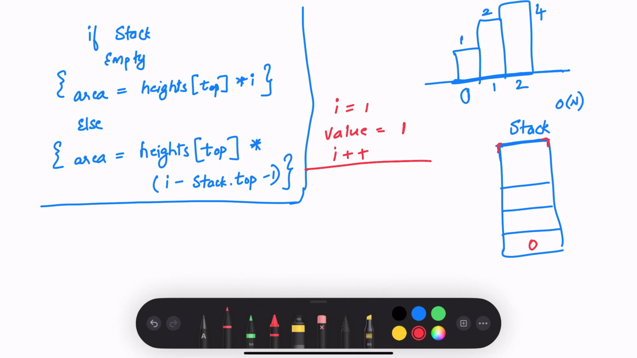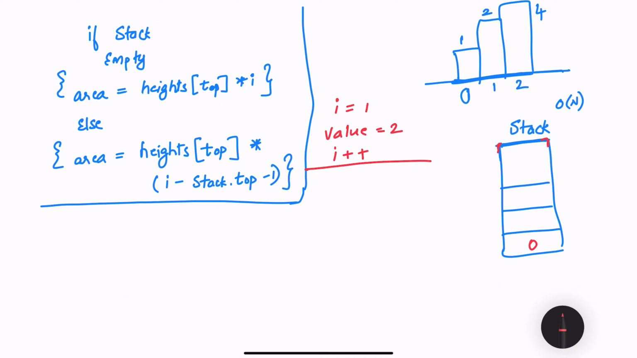When my i is 1, the height of the element at index i is 2. Now I need to check if this value is greater than or equal to the last value that was added to the stack, heights of stack.peek. If this condition is satisfied, I do not need to do anything because the value is increasing. So I will just add the new value i to the stack and then increment my pointer. So with i equal to 2, my value will be 4, and with the value equal to 4, again I will check with this condition.